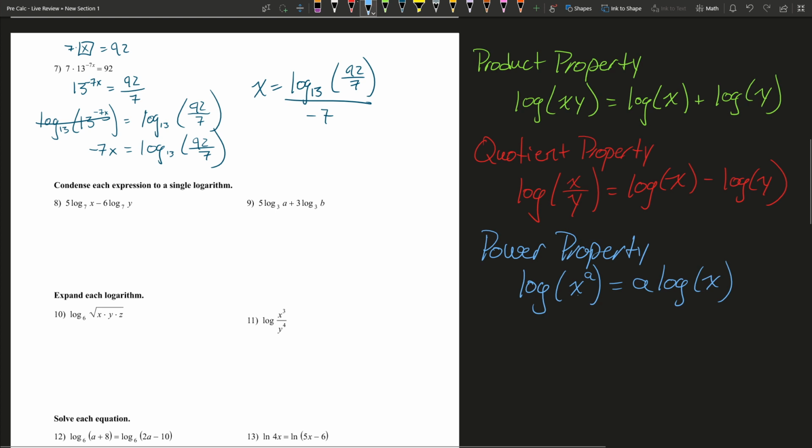So in number 8, we have 5 times log base 7 of x minus 6 log base 7 of y. The first thing we need to do, kind of like order of operations, we need to take care of exponents first. So these two numbers, 5 and 6, are exponents of x and y respectively. So if we condense those parts, we get log base 7 of x to the 5th minus log base 7 of y to the 6th.